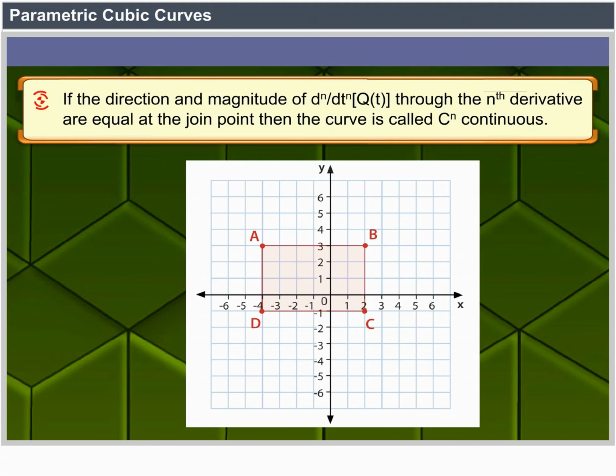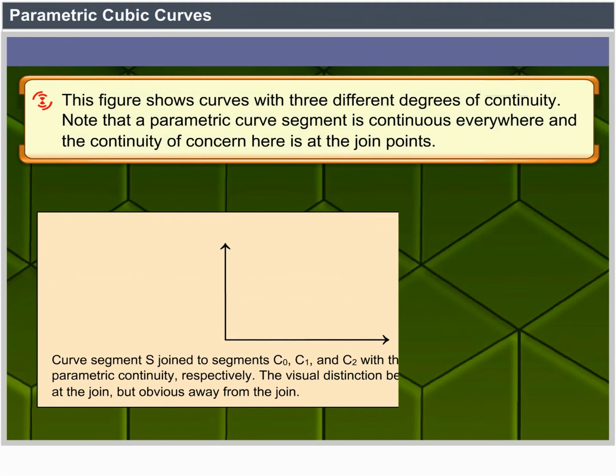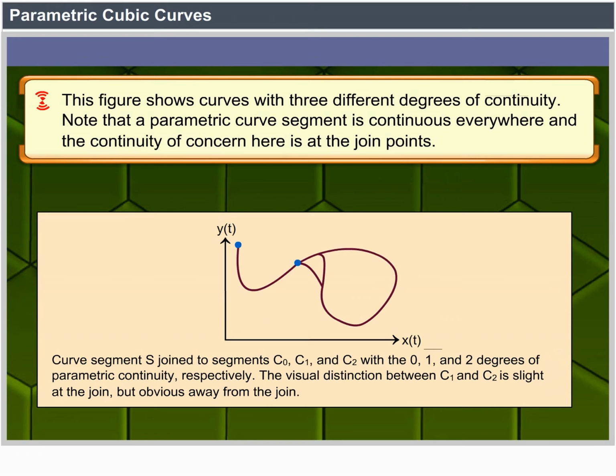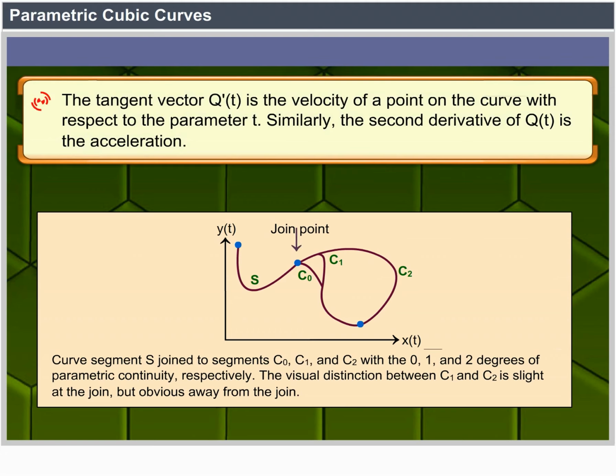This figure shows curves with 3 different degrees of continuity. Note that a parametric curve segment is itself everywhere continuous. The continuity of concern here is at the join points. This figure shows curve segment S joined to segments C0, C1 and C2 with the 0, 1 and 2 degrees of parametric continuity respectively. The visual distinction between C1 and C2 is slight at the join but obvious away from the join. The tangent vector q'(t) is the velocity of a point on the curve with respect to the parameter t. Similarly, the second derivative of q of t is the acceleration.